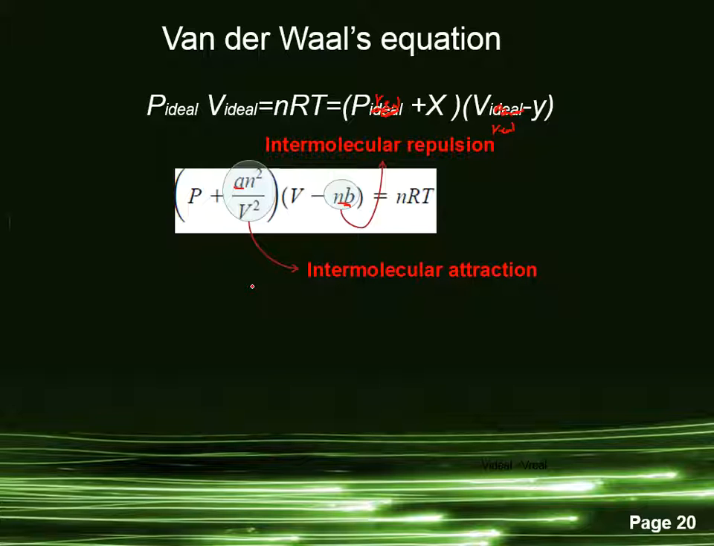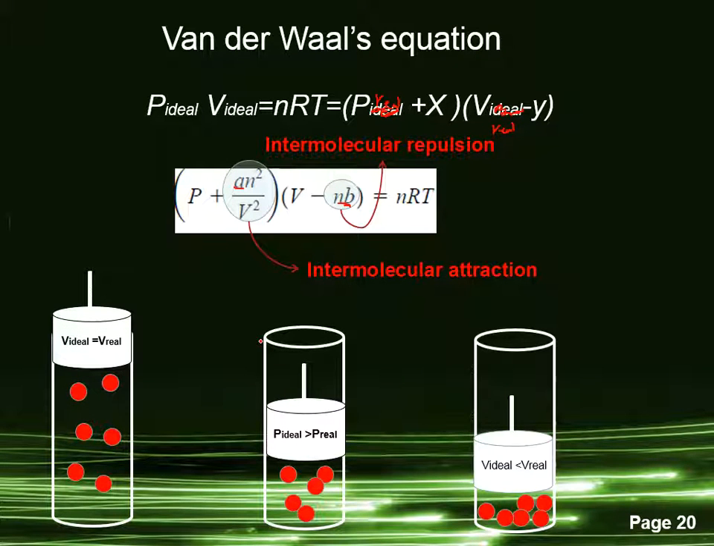a and b are constants that depend on the gas being used, so they're different for different gases. Again, the reason we add this part is because P real is smaller than P ideal. Likewise, the reason we subtract this from V real is because V real is larger than V ideal. And this formula is known as the Van der Waals equation.